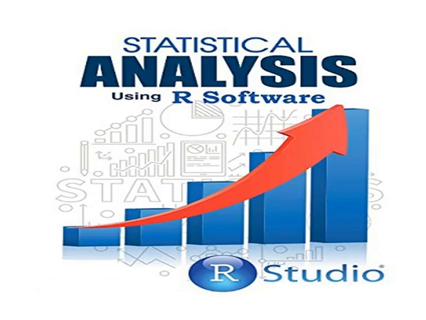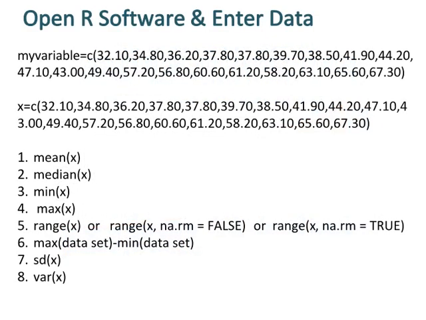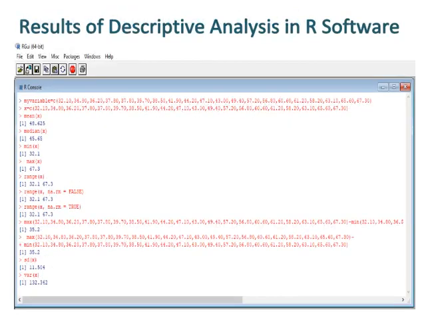R Programming for Beginners, Descriptive Analysis. Step-by-step guide for beginners. Open R software and enter data. For running descriptive analysis, you have to write 8 commands to get mean of x, median of x, minimum value of x, maximum value of x, range of x, standard deviation of x, and variance of x. Results of descriptive analysis in R software.